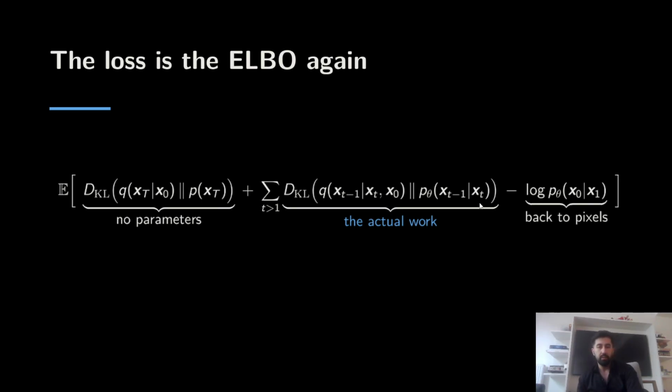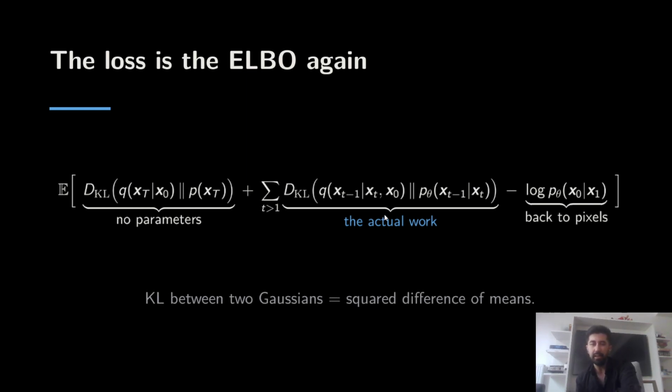The second one, which is the KL divergence, the difference between q of xt minus 1 knowing xt and x0 and p theta of xt minus 1 knowing xt, is where the actual work is. And in practice, it's just the difference between the two means.